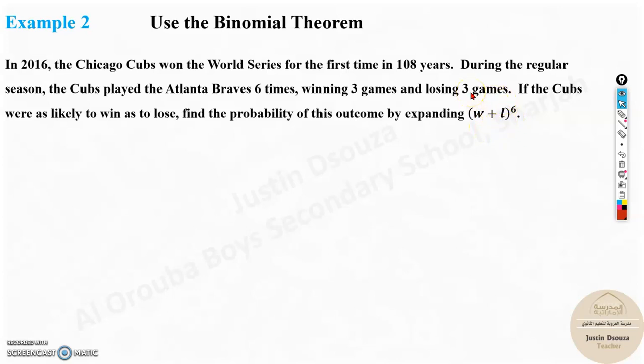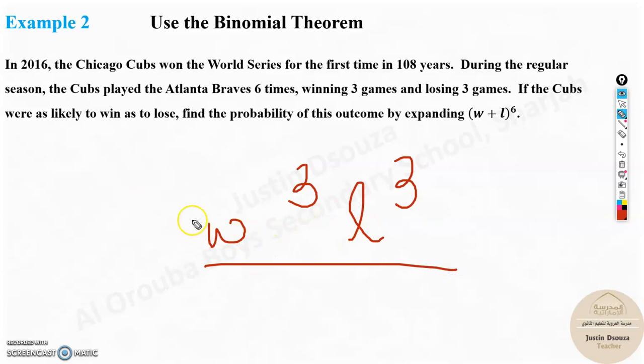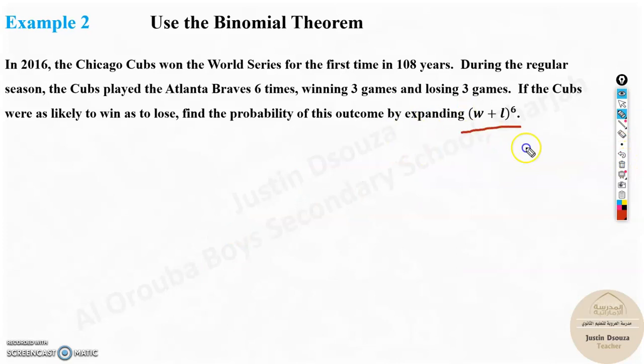So now, a few important things. This is all the background of the question, but this is very important. The Cubs played the Atlanta Braves 6 times, winning 3 games and losing 3 games. Now, if they were as likely to win as to lose, that means winning and losing are the same. That means if they win 3 games, they are going to lose 3 games. So this is what we are looking for. Winning 3 games, losing 3 games. This is the coefficient we need to find. Okay, in the problem we'll come to know in a while. Now this must be given. For which situation?